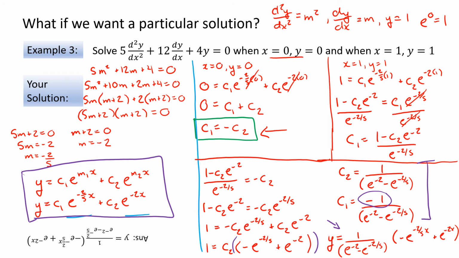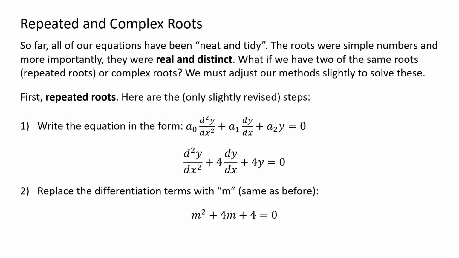But the method to solve it, regardless of what you're given, is still the same to find the general form of the equation, which is what you saw here on the left. So our solutions so far, you saw in the last 3 examples, are what I call neat and tidy. And what I mean by that is that the roots were simple numbers. And more importantly, I talked about them being real and distinct, so not complex numbers. And they were distinct, meaning that they were different, okay? So you had different roots.